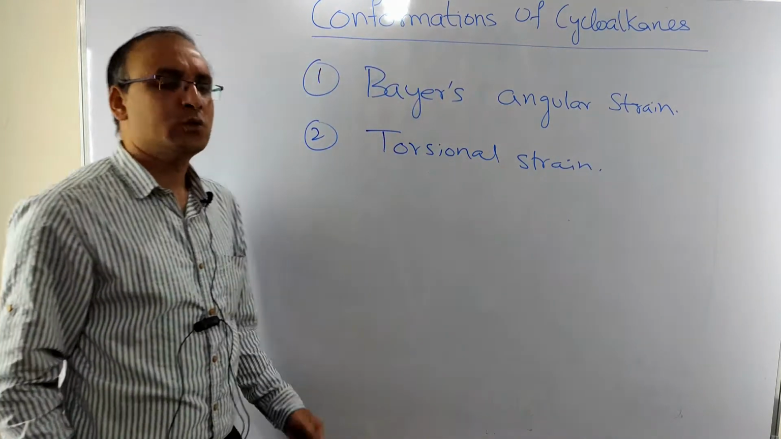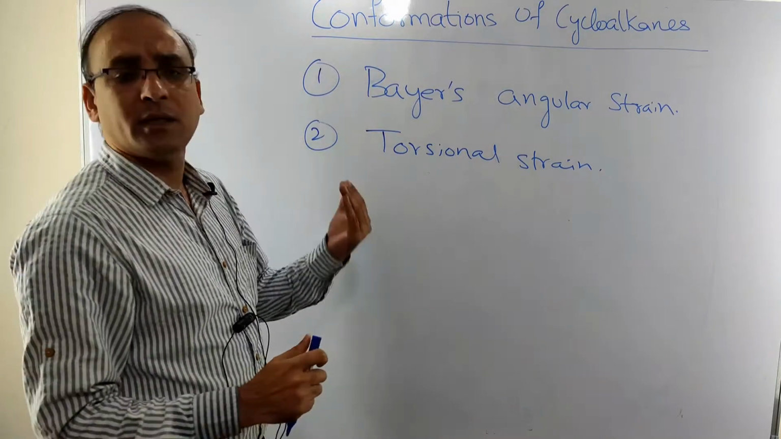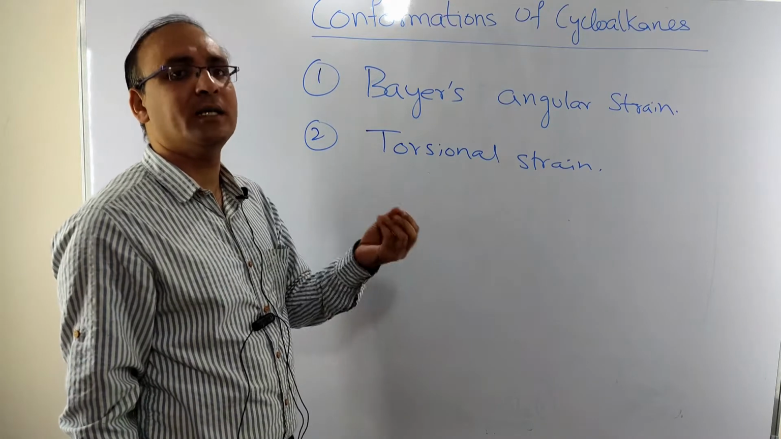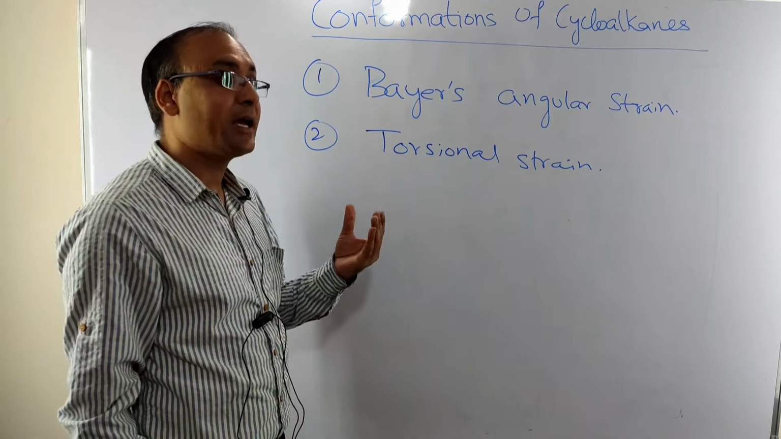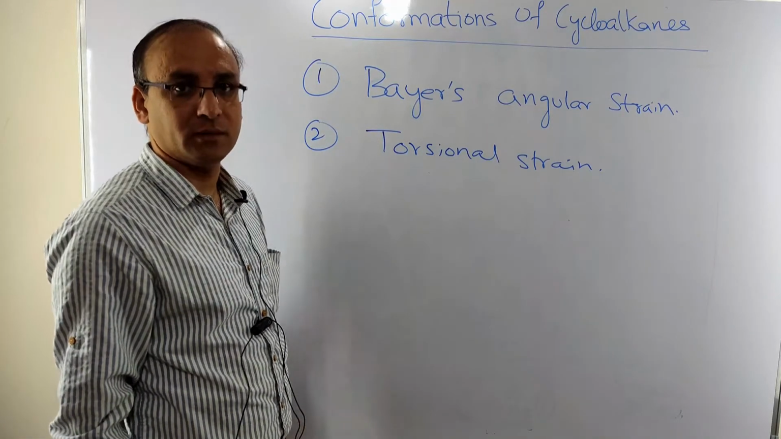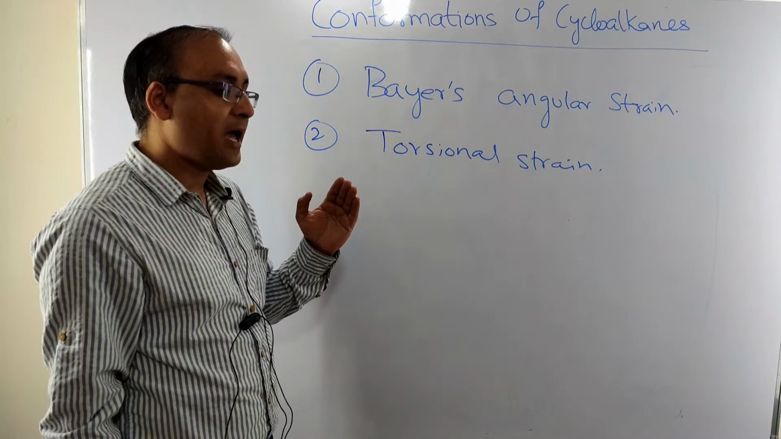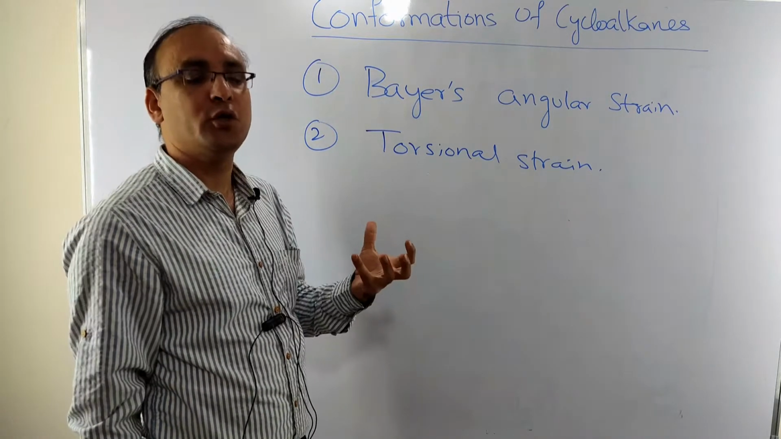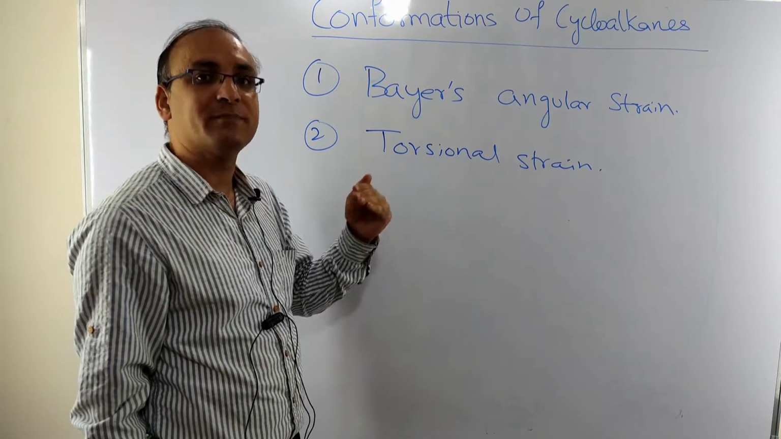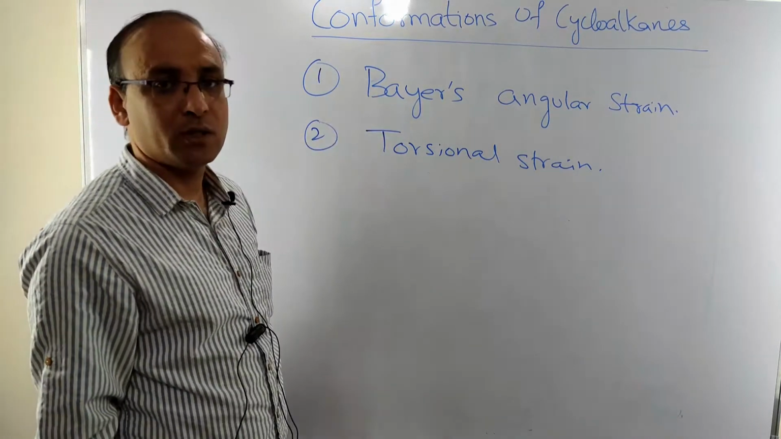Okay. So what is Bayer's angular strain? Bayer's angular strain is nothing but this: if a carbon is sp3 hybridized, the angle we expect is 109 degrees 28 minutes. If the angle is more than that or less than that, it is not comfortable. It wants the angle to be 109 degrees. So when the angle in a molecule like cyclohexane is not at the expected angle, the strain it faces is called Bayer's angular strain.